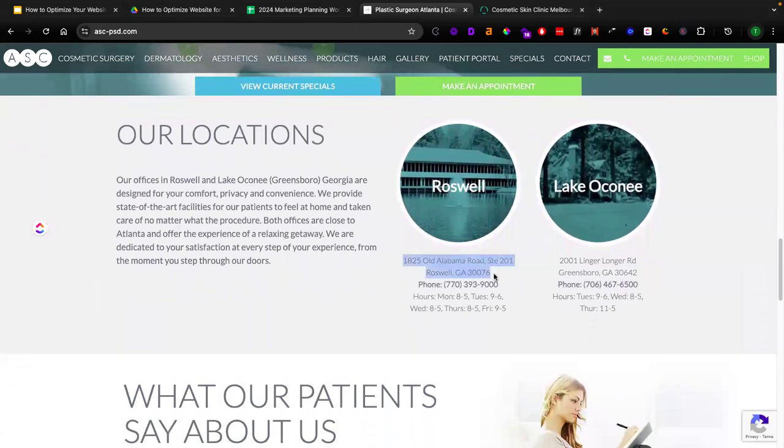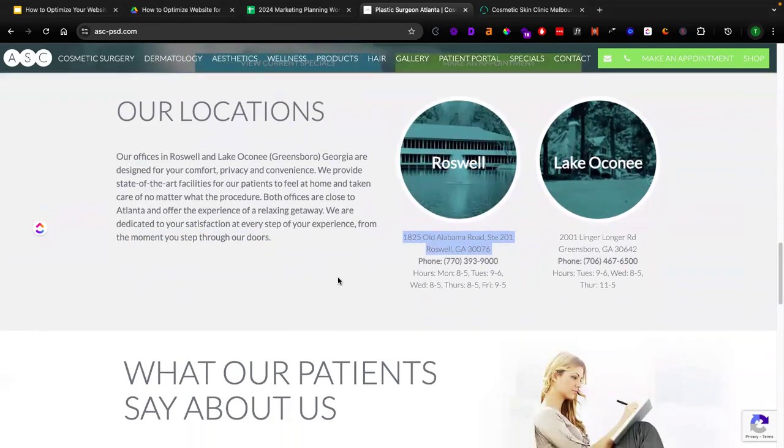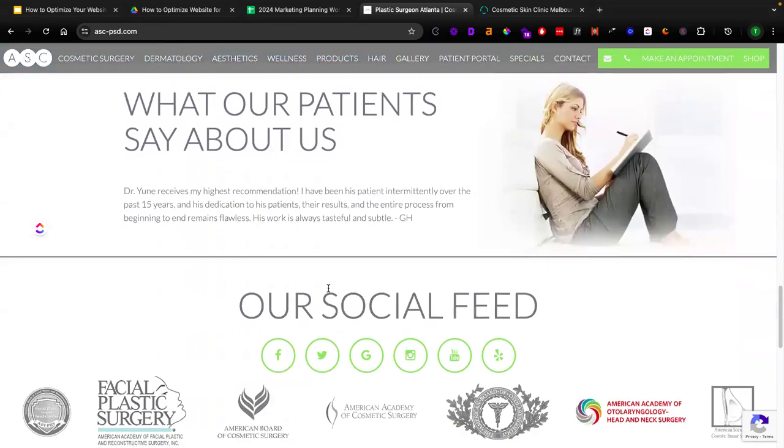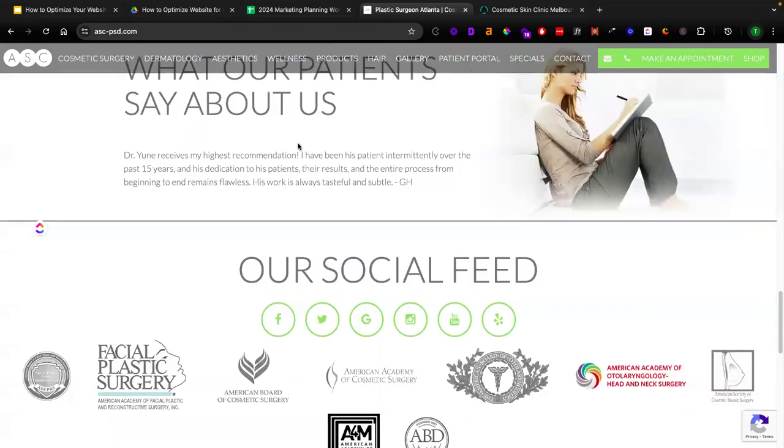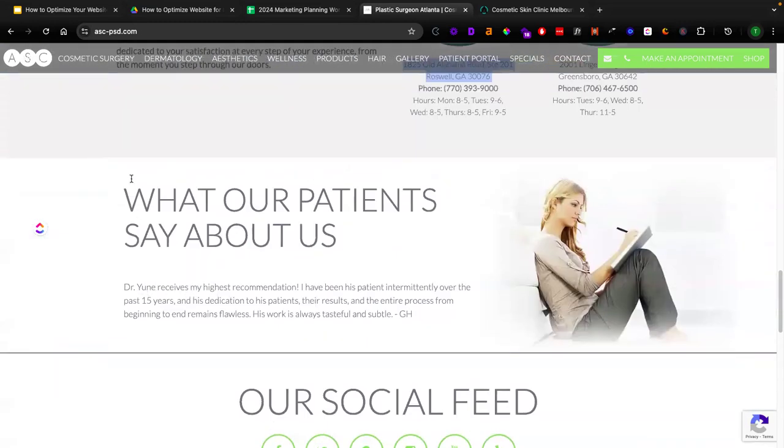I'm going to give you a quick little SEO tip here. I would recommend that this links to both Google Maps listings right here. It's not necessarily going to affect the conversion rates, but it's always good in terms of the maps. This section here is good.